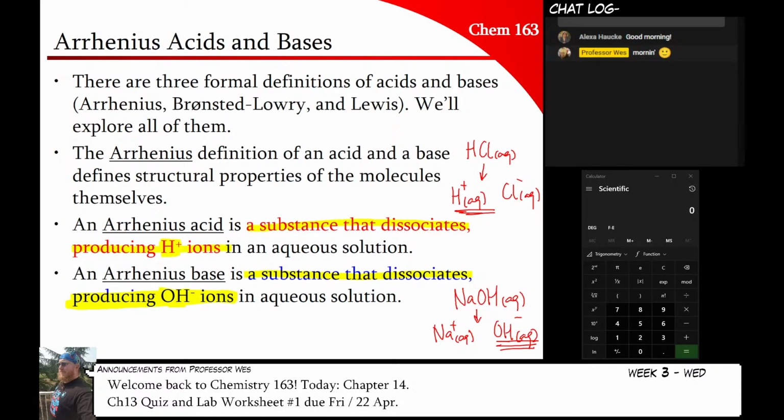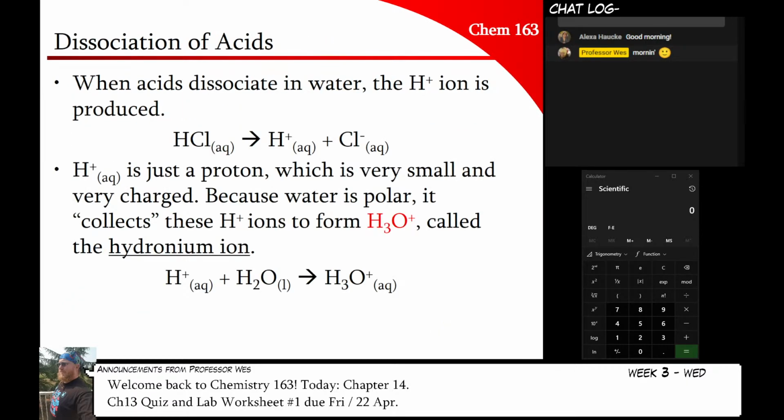All right. So there's our definitions. We're going to be looking for H+ and OH-. That's our goal. Now, H+ is literally just a proton.